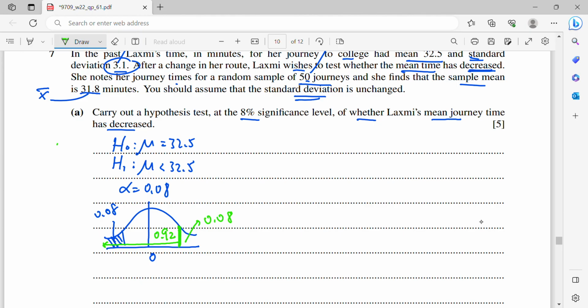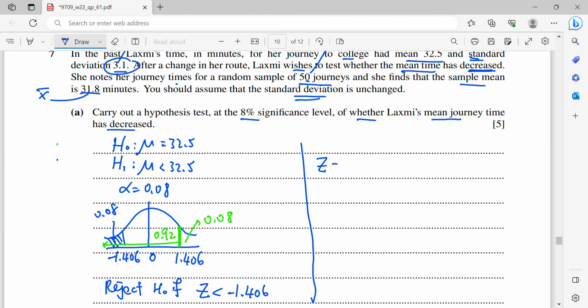Okay, so now you read the table. When the probability is 0.92, the critical value is 1.406. That means here is going to be 1.406. Alright, so now reject H0 if the calculated Z, or the test value, is less than negative 1.406. Okay, so now I will do the calculation over here.